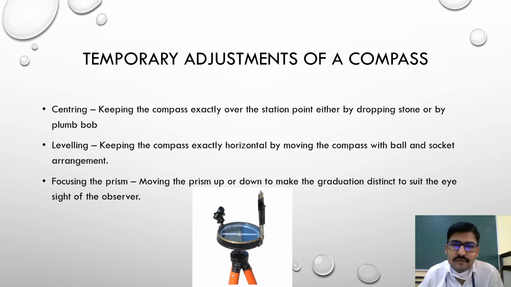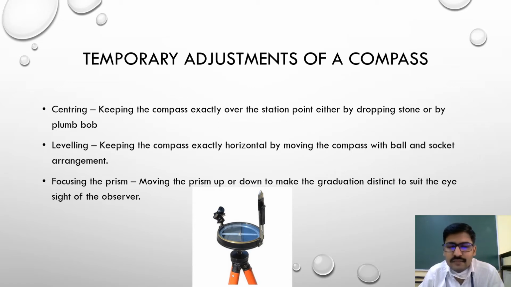If the stone is falling exactly at the point, then you have kept the compass exactly on the point. If it is falling sideways, then you are supposed to move the compass and place it in such a way that the stone falls exactly on the point marked. It is a repetitive process. You need to do it again and again to confirm. Once it falls on the required point, it is not the end. You need to cross verify it 2 to 3 times to confirm whether the compass is placed exactly over the station mark or not. So this is the first temporary adjustment in a compass.